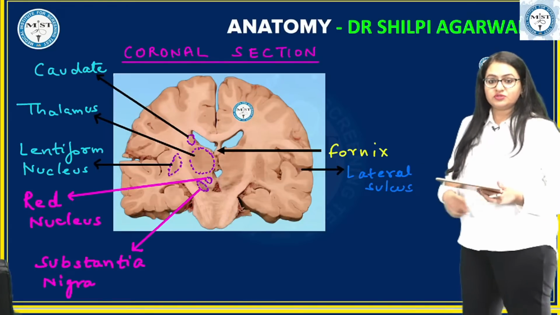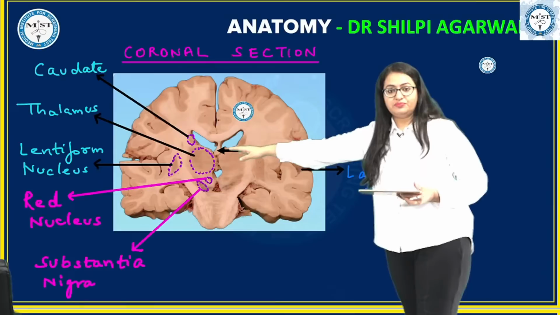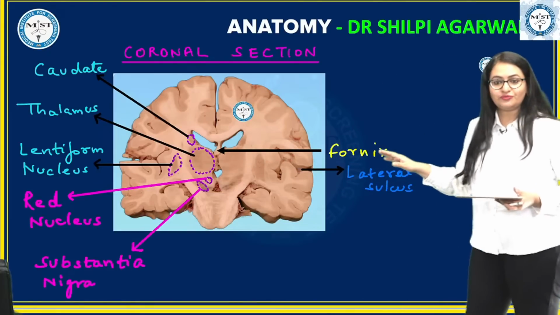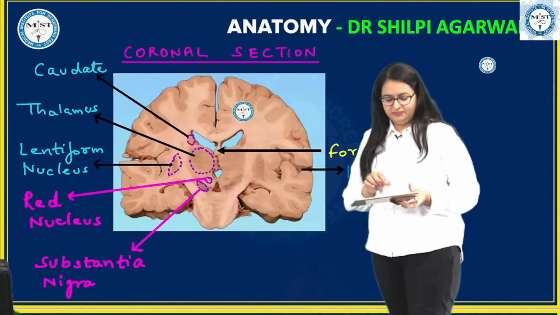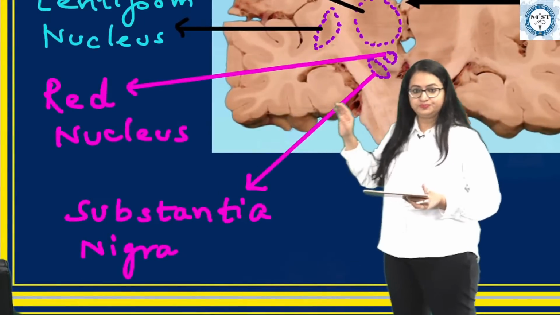Then apart from this, the area which I have marked over here is the location of the fornix. Apart from this, you can also see over here, I will just zoom it for you.